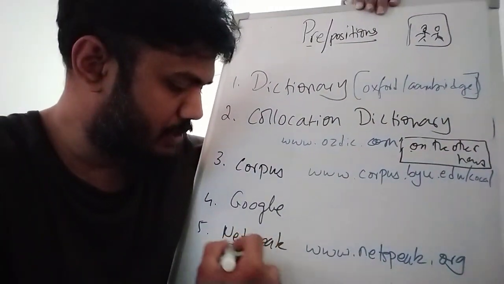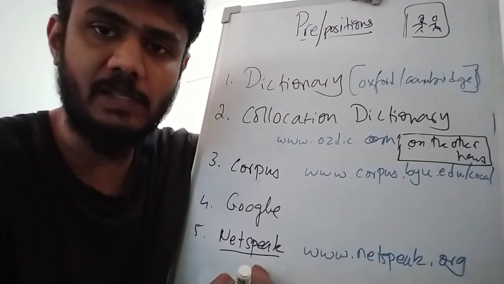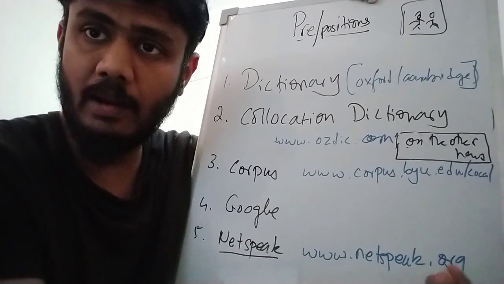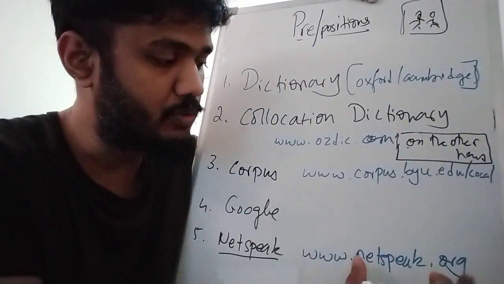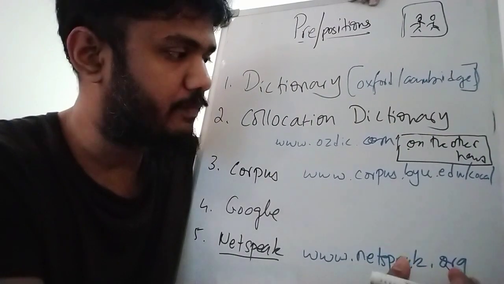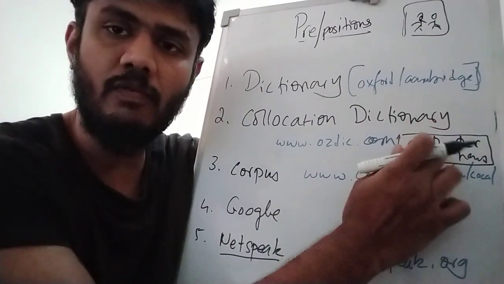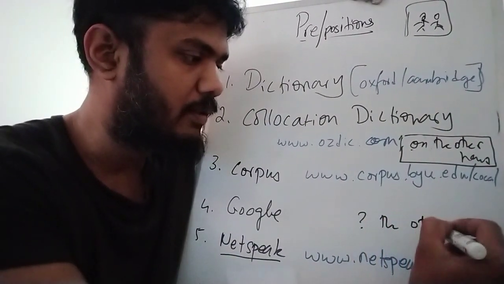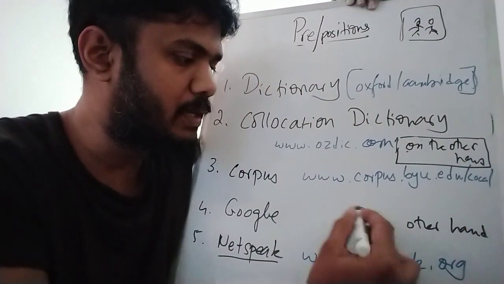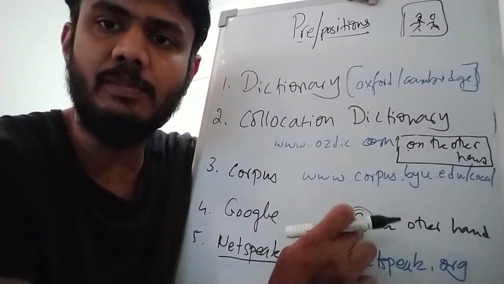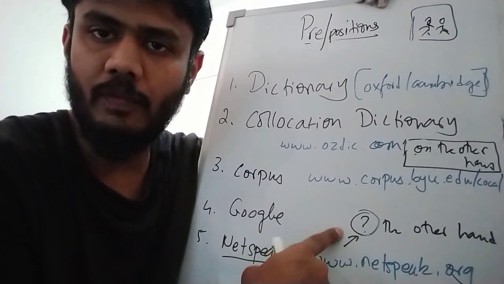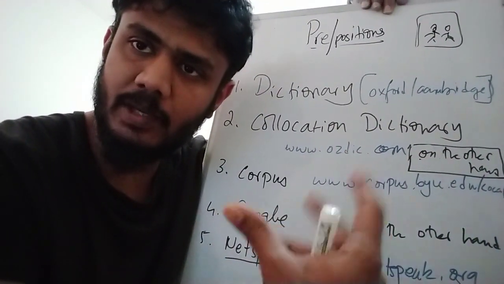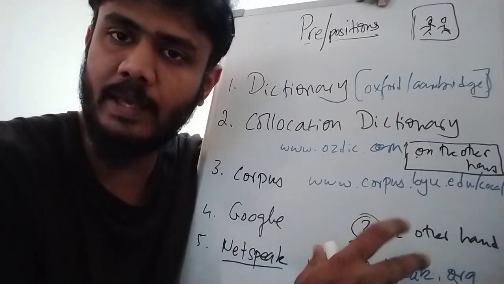And the next thing that you can do is use NetSpeak, www.netspeak.org. If you're not sure of a particular phrase, for example, you don't know on the other hand, you put a question mark and say the other hand. NetSpeak will basically give you possible results for what words you can use before the other hand, based on what thousands of people have been using online. So it's a software that helps you.